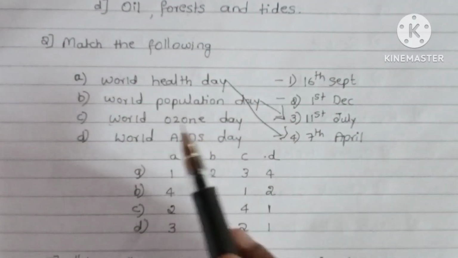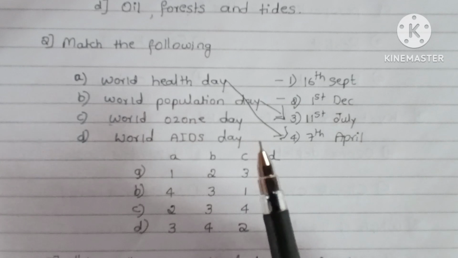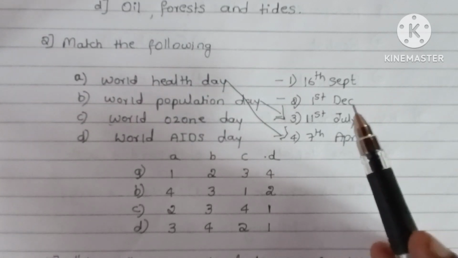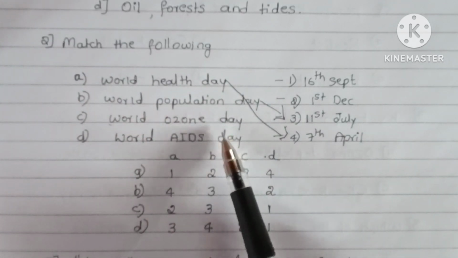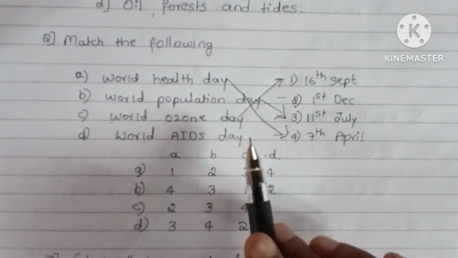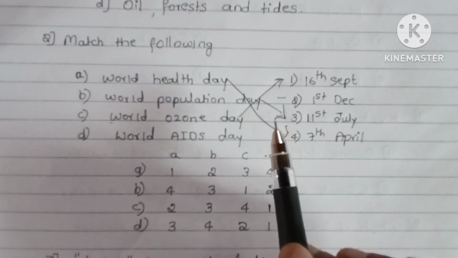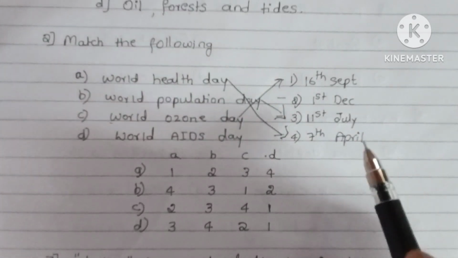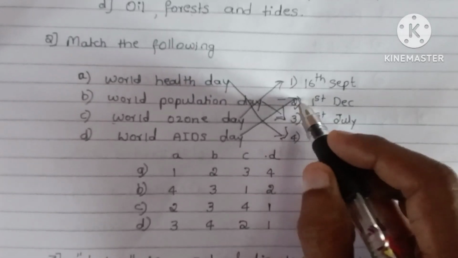Next is World Ozone Day. World Ozone Day is celebrated on 16th September. The day is celebrated to protect against ozone depletion. It was first celebrated in 1987. So, World Ozone Day is celebrated on 16th September. World AIDS Day is celebrated on 1st December. This is celebrated to spread awareness among the people to stop AIDS. It was first celebrated in 1988. So, World AIDS Day is on 1st December.